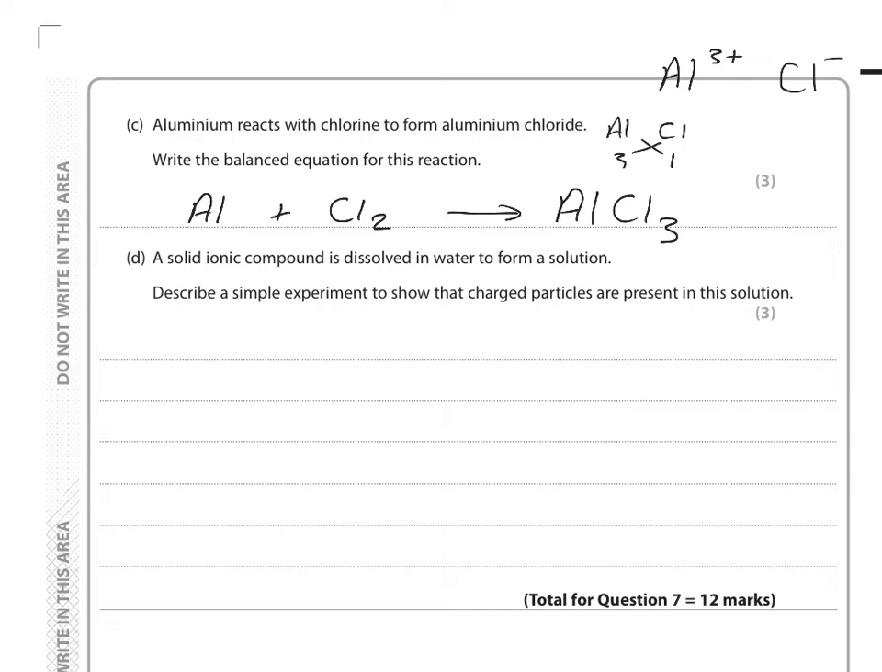If I've got 2 chlorines on this side and 3 chlorines on that side, I need 6 as a common denominator, so I need 3 lots of that and 2 lots of that. That balances my chlorines. I then just need to balance the aluminium, so I put a 2 in front of my aluminium there, and that gives me my 3 marks.